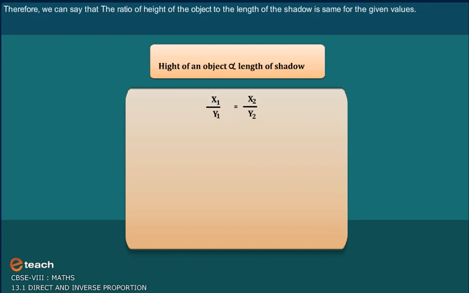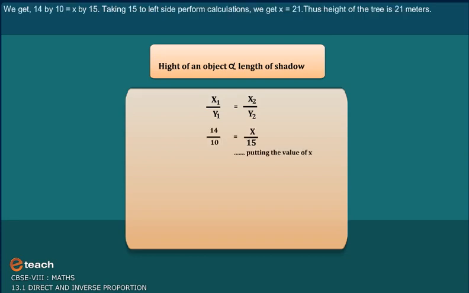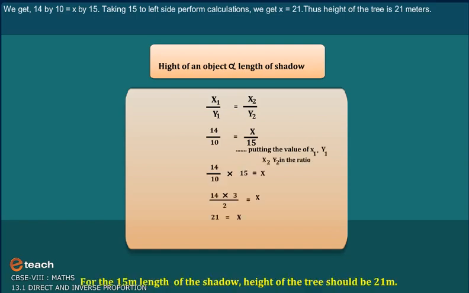Therefore, we can say that the ratio of the height of the object to the length of the shadow is the same for the given values. We get 14 by 10 equals x by 15. Taking 15 to the left side and performing calculations, we get x equals 21. Thus, the height of the tree is 21 meters.